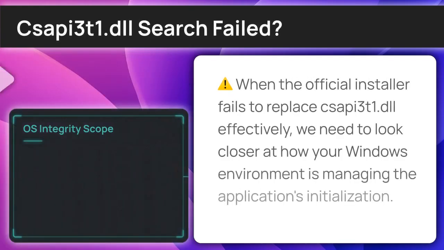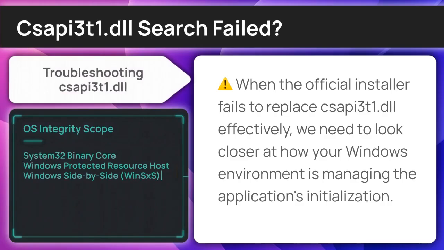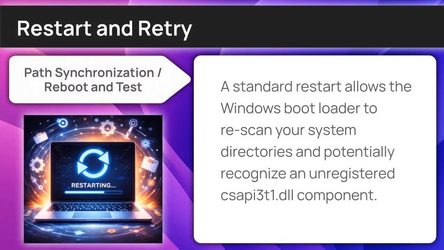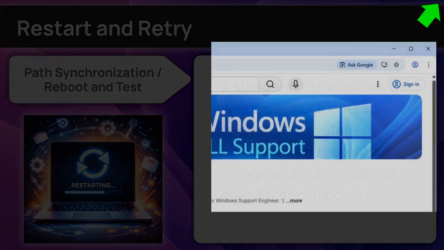When the primary installation path fails, a more surgical approach to checking your system's environmental variables is required. Performing a restart can determine if the error is just a transient environment glitch. A reboot refreshes your system's path variables and can sometimes re-establish a broken link to the csapi3t1 file.